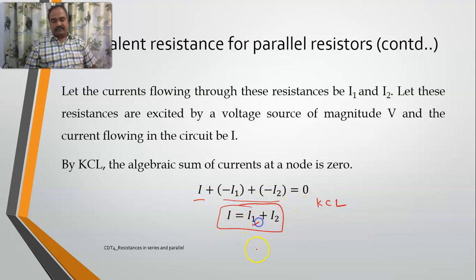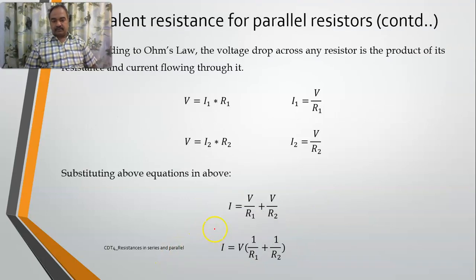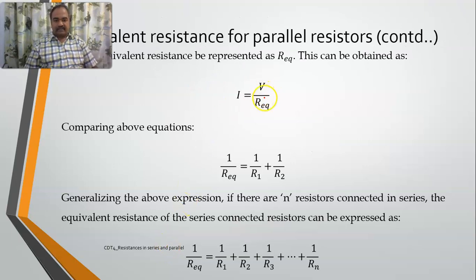Then what is I1? You know it. It is V by R1, same potential drop across there. Right. So what is I1? V by R1. What is I2? V by R2. So if I substitute them, this is the equation. Now if I take an equivalent resistance, I is equal to V by R equivalent. So this is already equal to V into (1 by R1 plus 1 by R2). Right. So if I equate them, what will I get? 1 by R equivalent is equal to 1 by R1 plus 1 by R2.